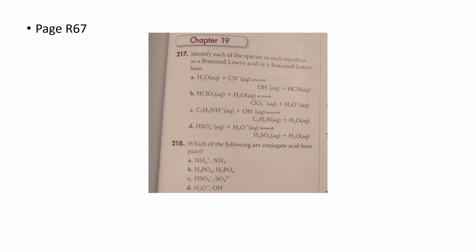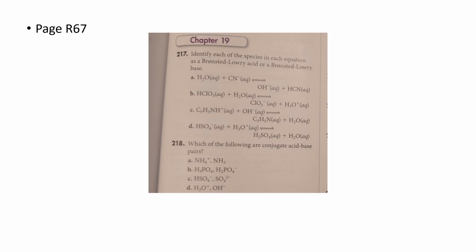This is going to be our overview for the Unit 4 practice, both the pieces that were in our Chemistry 1 textbook, but also the pieces that were built in Canvas. So we're going to start with our page R67 problems. Number 217 and 218 were the problems that we were supposed to be working with to start.